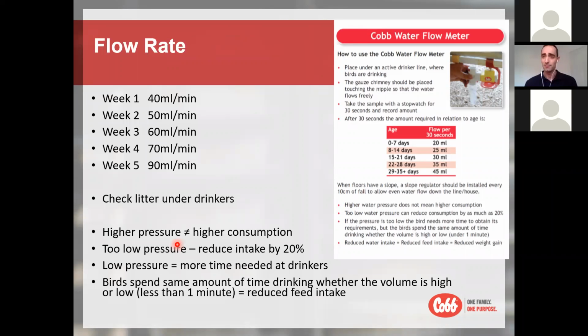So don't think that you want to get more pressure so that birds drink more and eat more and grow more. That's not going to be the case. If the pressure is too low, you can reduce intakes. So you want to make sure that you get the right pressures, and check the litter underneath your drinker lines to be able to tell if you're on the right track or not.